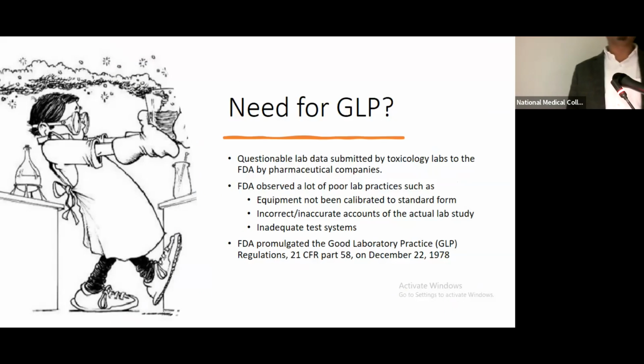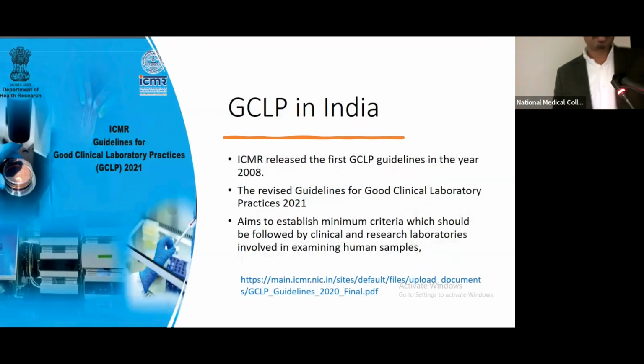So why was there a need for GLP? Long back in the 1970s, many of the pharmaceutical companies in the USA started producing results for their drugs. And when the FDA took a closer examination of the evidence submitted by these pharmaceutical companies, they found that either the labs were inadequate to do those tests, or the instruments were not in proper condition, or the results were manipulated. So in order to control all these things, the US FDA came up with good laboratory practice in the 1970s. The Indian government followed it up in 2008 through ICMR, and the guidelines were revised in 2021.